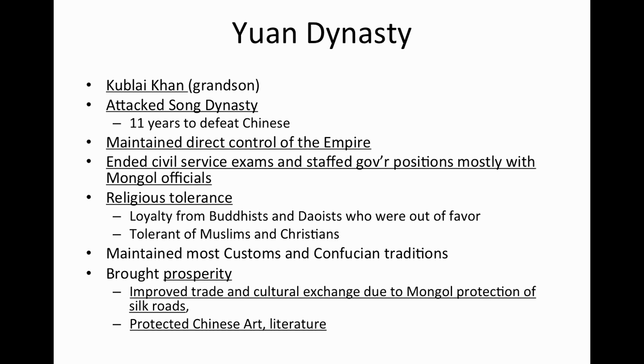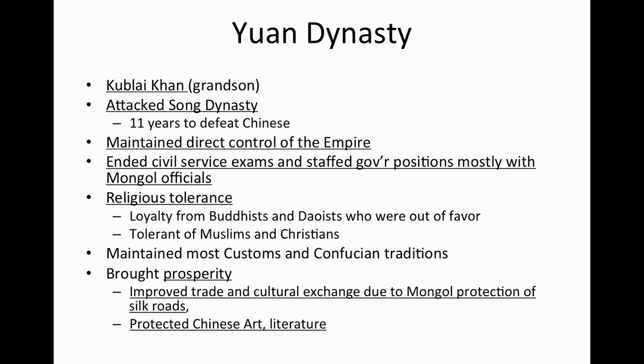The Yuan dynasty would be the Mongol dynasty that was governed by the Kublai Khan, the grandson. They attacked the Song dynasty. Took them a while, but eventually they ruled this region. They maintained direct control of the empire, unlike the Golden Horde Khanate. They do end civil service exams, and they staff government positions mostly with Mongol officials. So we start to see a change there where native Chinese have less influence politically.